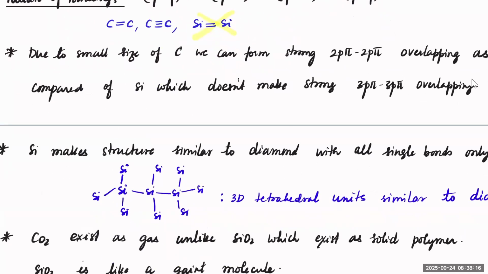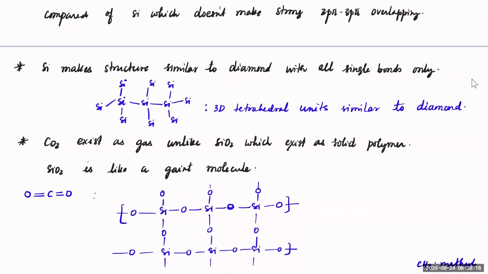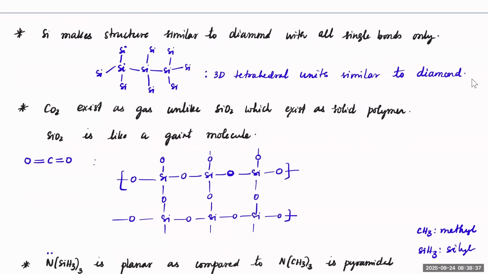On the other hand, silicon, instead of making a double bond, will start making a network-like structure, like what happens in diamond. So it starts involving all single bonds like this. So this will form a three-dimensional tetrahedral unit very similar to diamond.